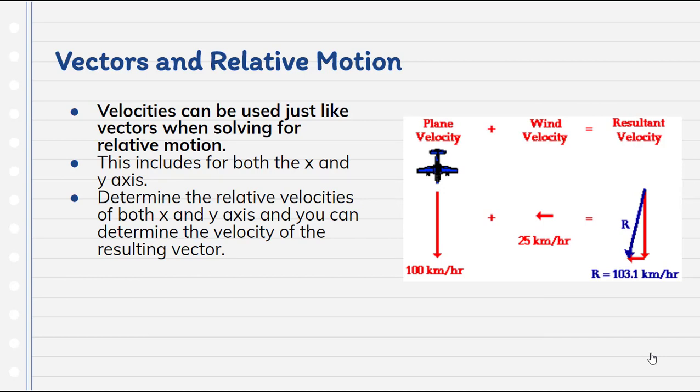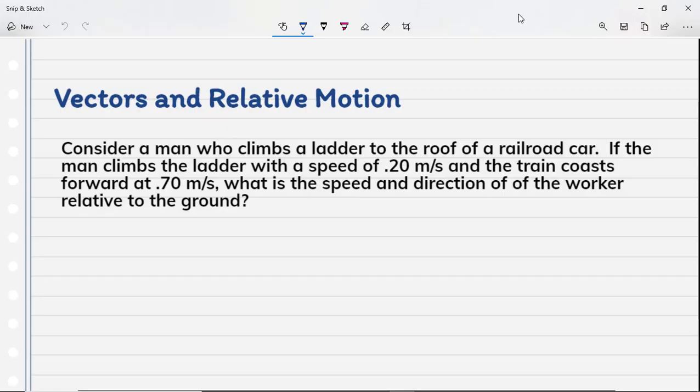This includes both the x and the y axis, and in order to determine the relative velocities of both the x and y axis, you can then determine the velocity of the resulting vector by using Pythagorean theorem, sine, cosine, and tangent, just like what we've done previously. So let's consider a man who climbs a ladder to the roof of a railroad car. If the man climbs the ladder with a speed of 0.2 meters per second and the train coasts forward at 0.70 meters per second, what is the speed and direction of the worker relative to the ground?